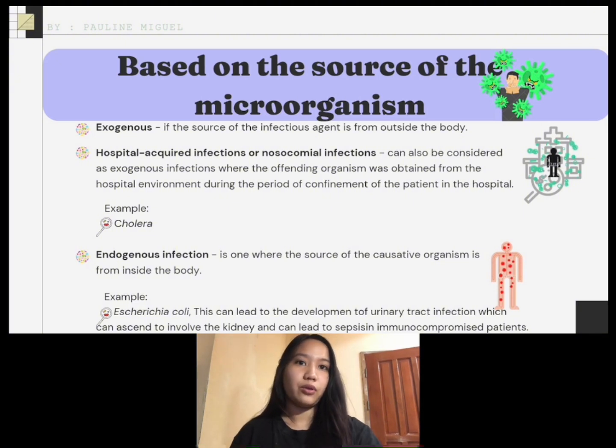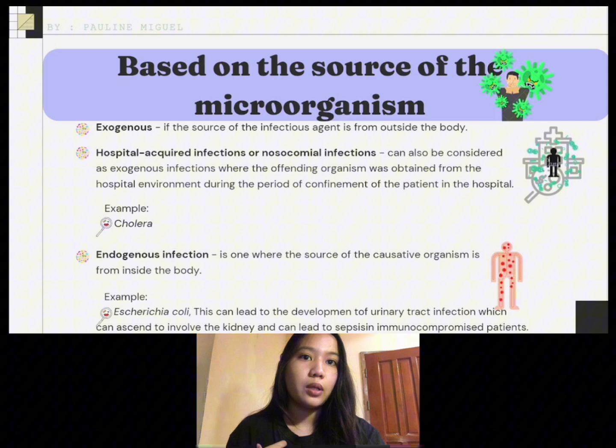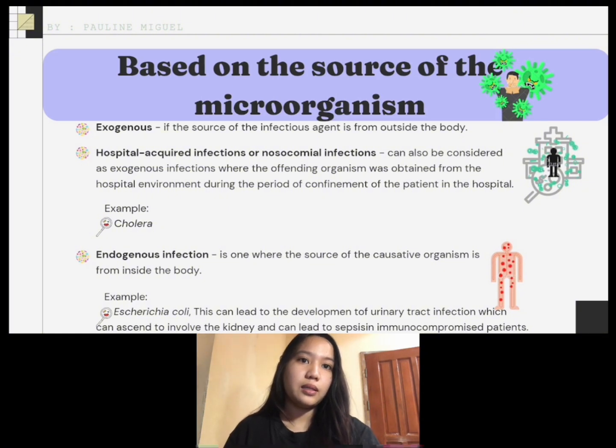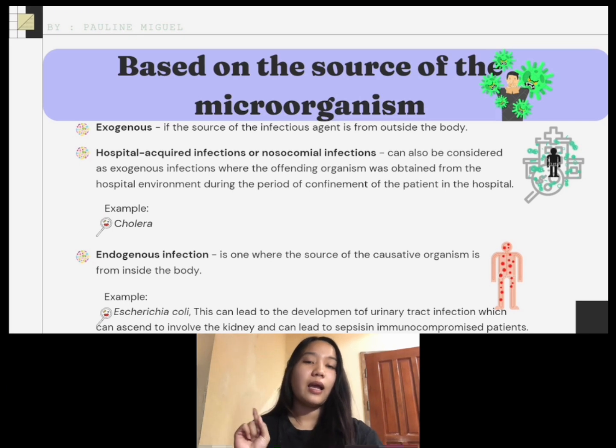Next we have the endogenous infection, one where the source of the causative organism is from inside the body. Example is the Escherichia coli. This can lead to the development of urinary tract infection, which can ascend to involve the kidney and can lead to sepsis in immunocompromised patients. So, ito naman yung source niya is galing sa loob ng ating body. Kabaliktaran lang siya ng exogenous.